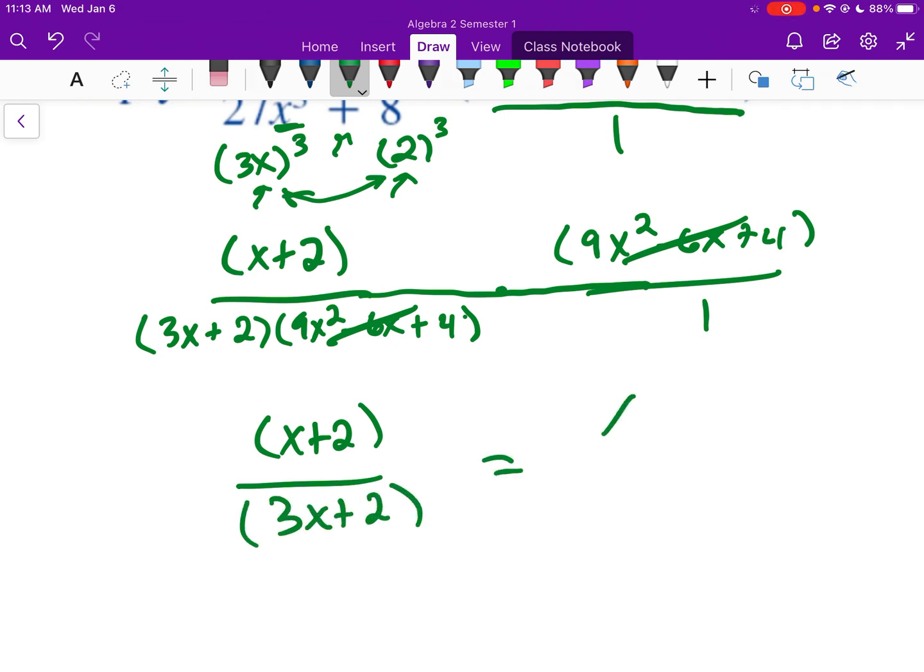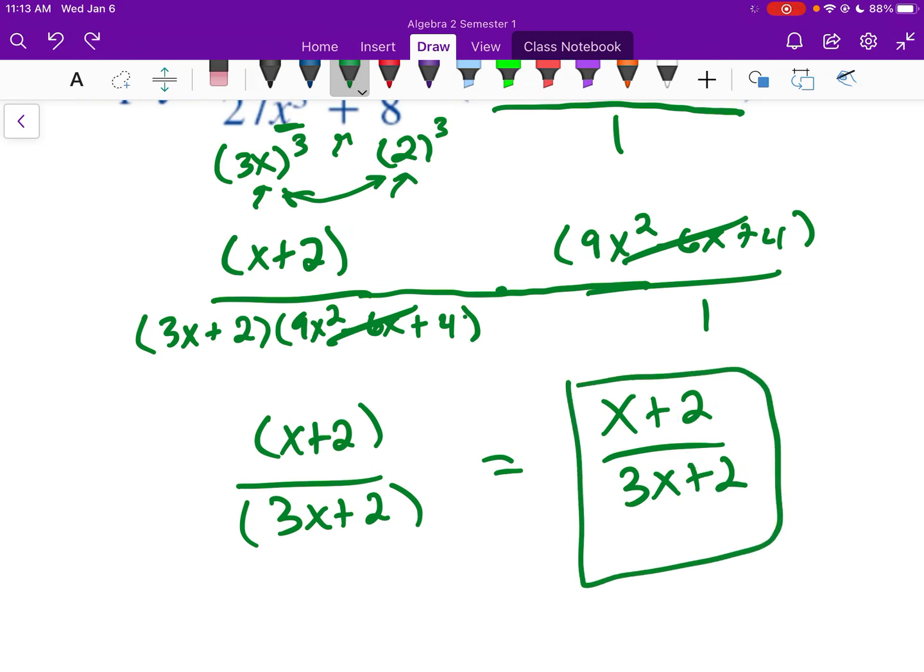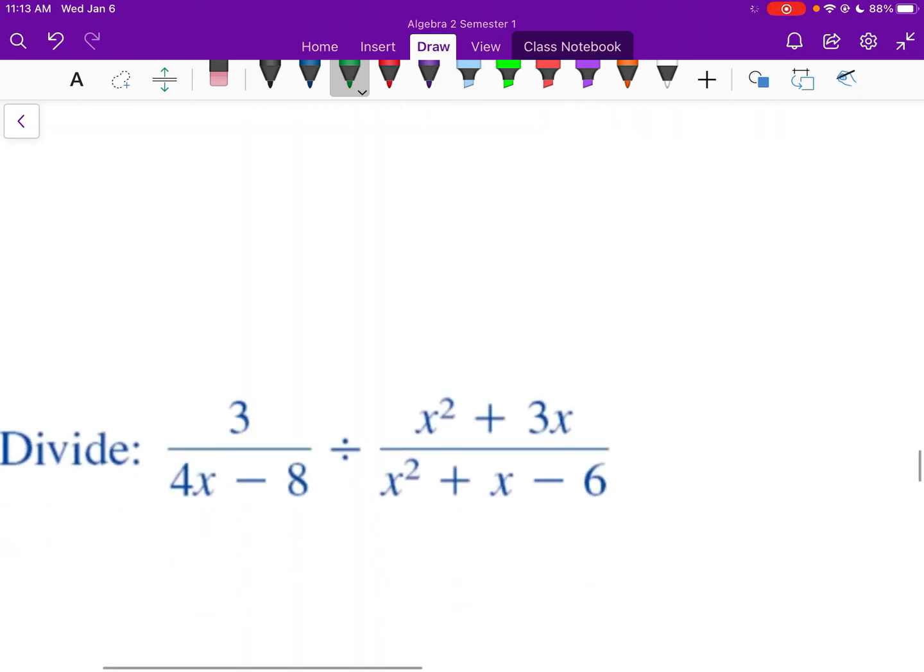Now, again, a common mistake I typically see a lot: people like to cancel out those 2's. I cannot do that due to the fact that we are adding. Again, we need to be in terms of multiplying when we simplify our rational expressions. All right, so that was multiplying.